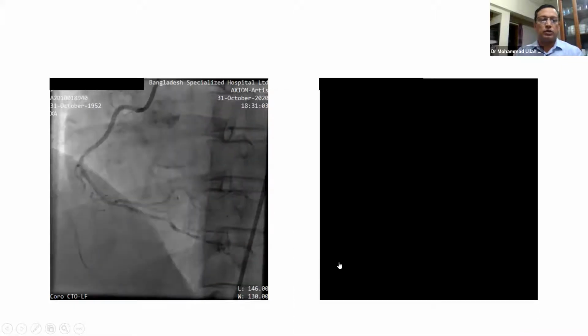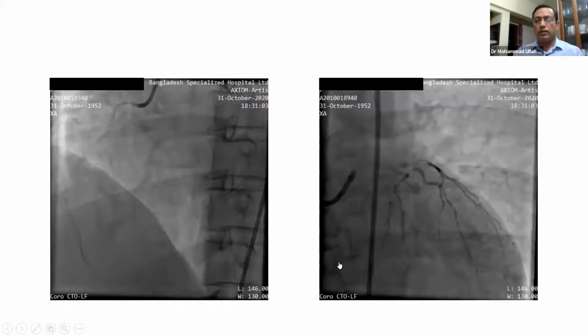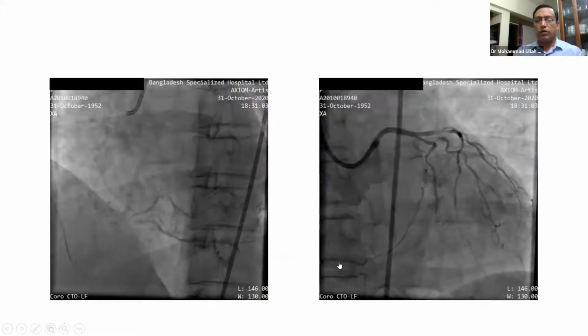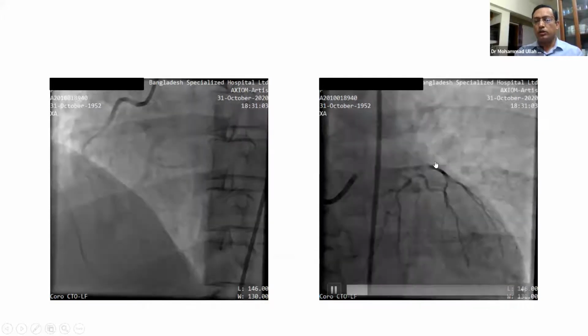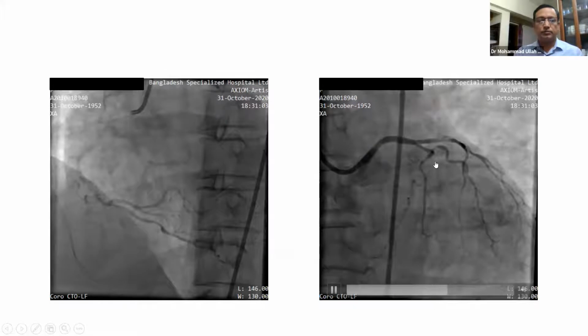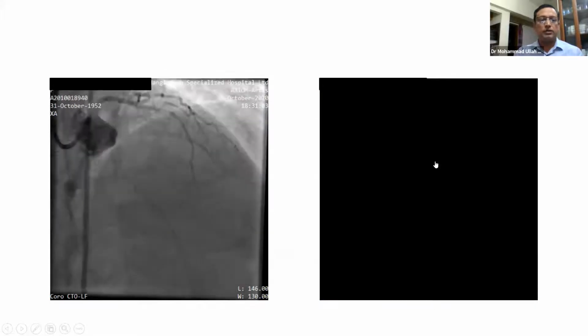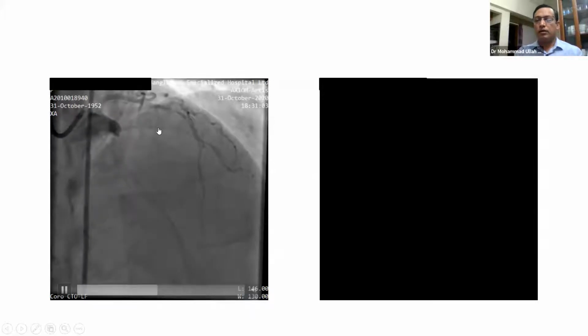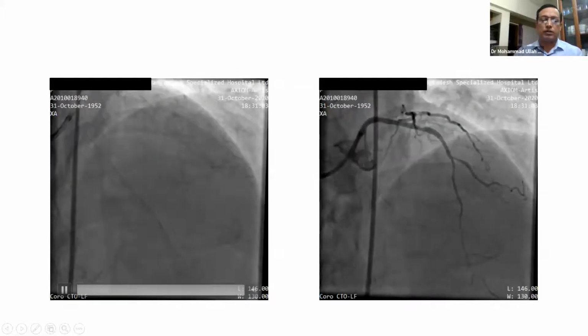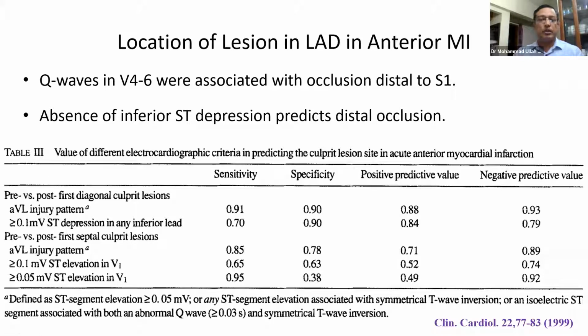And this is the angiogram of the patient. The right coronary artery is more or less normal. This is the left coronary artery showing the LAD lesion along with the lesion in the diagonal branch. This is the lesion which involves the LAD as well as the diagonal branch, and following primary PCI, there is good visualization of the left coronary artery, left anterior descending artery.